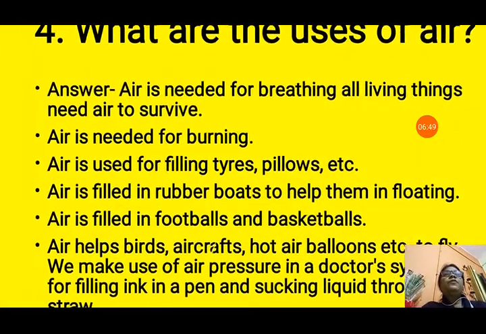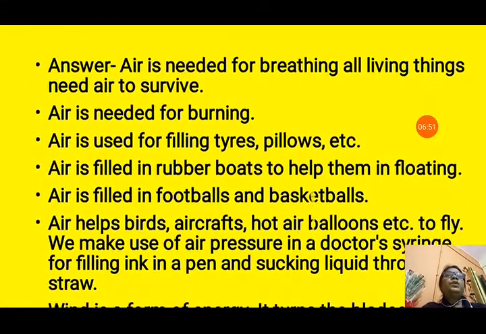Now, question number 4 is, what are the uses of air? Air has many uses. Without air, we cannot survive. First of all, the most important thing for all living things is that air helps us in breathing. Without air, we cannot survive. No living thing can survive on this earth.